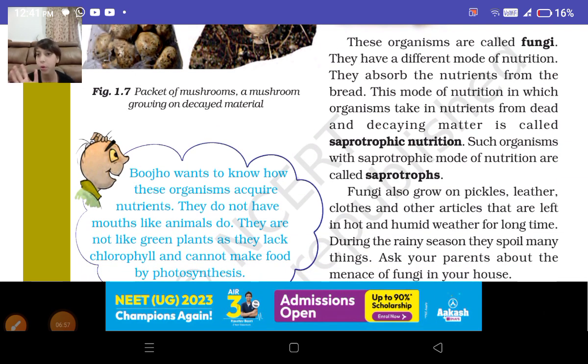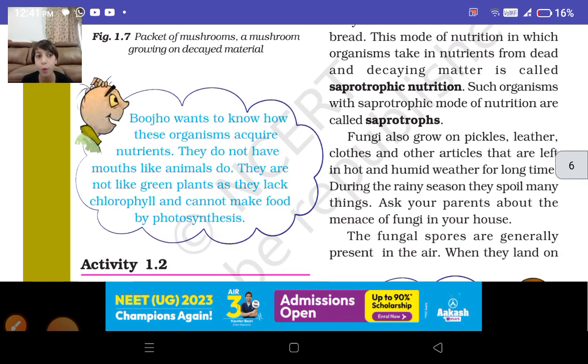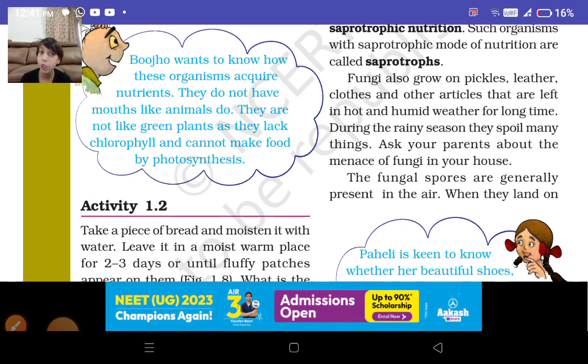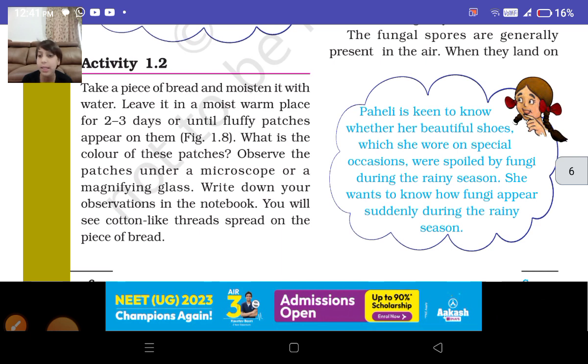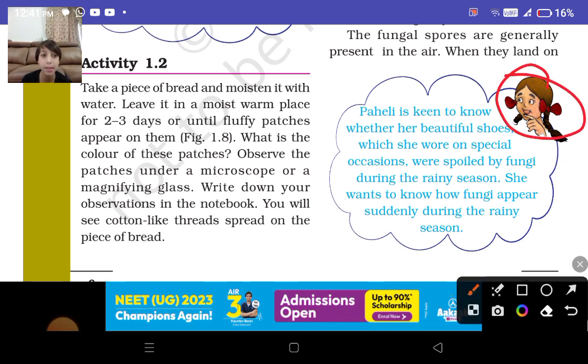Okay, fungi are these organisms. They usually grow on dead and decaying matter, and they have the saprotrophic mode of nutrition. This nutrition is called saprotrophs. And now let's study about Paheli.